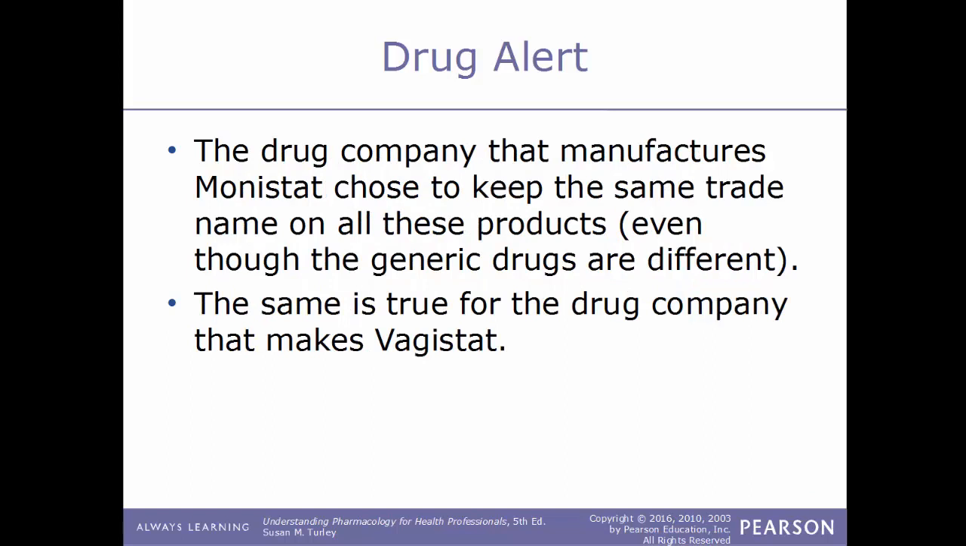The drug company that manufactures Monistat chose to keep the same trade name on all the products, even though the generic drugs are different. And the same is true for the drug company that makes Vagistat. So that's what those numbers after the trade name drugs are referencing. The Monistat 1 or 3 or 7, for example. Monistat 1 is only a 1-day treatment. Monistat 3 is a 3-day treatment. Monistat 7 is a 7-day treatment. And the same would be true for Vagistat.